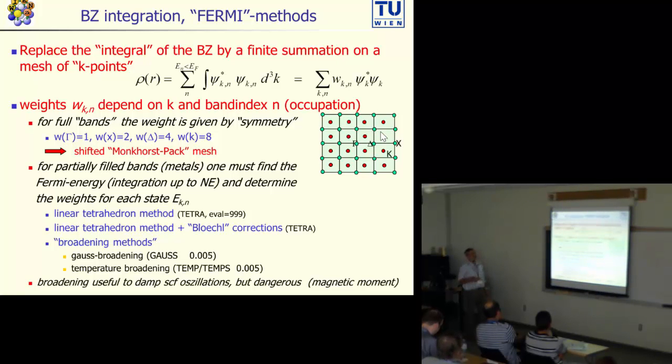This is fairly simple for an insulator because a band is either full or completely empty, no problem. For a metal, we have partially filled bands. We must find the Fermi energy. That means we have to integrate all our states up to the number of electrons, and then determine the weights of each state E, K, and n. That means now on a gamma point, not all occupied states might have the same weight, but near the Fermi energy they could have a lower weight if they are only partially occupied, so to say, in a metal. To determine this, we can use the tetrahedron method.